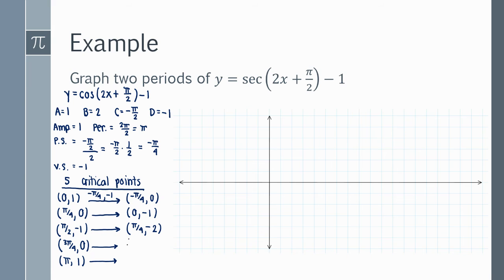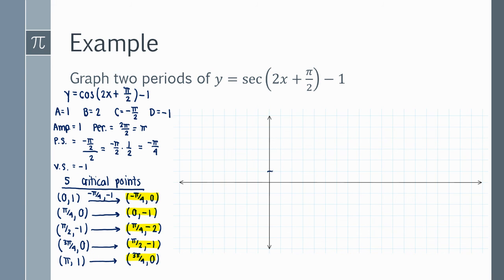3 pi over 4 minus pi over 4 is 2 pi over 4, which is technically pi over 2. 0 minus 1 is negative 1. Pi, think of it as 4 pi over 4. When you subtract pi over 4, it takes you to 3 pi over 4. And 1 minus 1 is 0. Okay, so that means that these are the points that I actually want to plot to form my cosine graph.